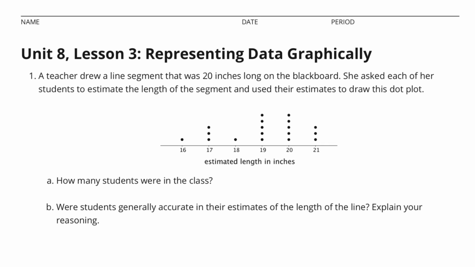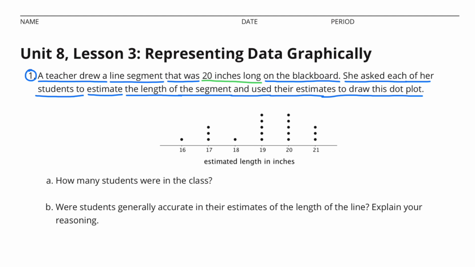Unit 8, Lesson 3, Representing Data Graphically. Number 1. A teacher drew a line segment that was 20 inches long on the blackboard. She asked each of her students to estimate the length of the segment and use their estimates to draw this dot plot. A. How many students were in the class?